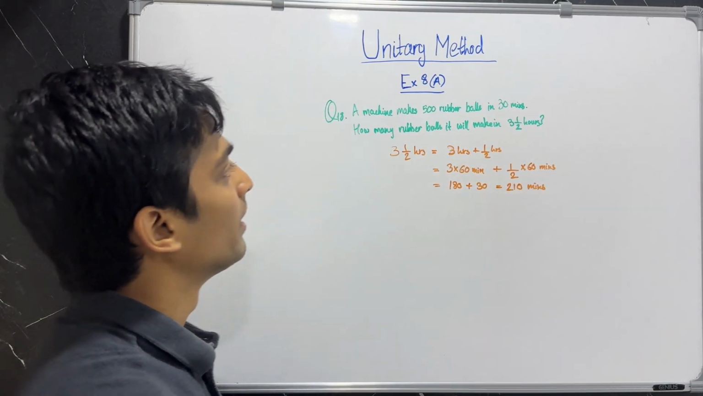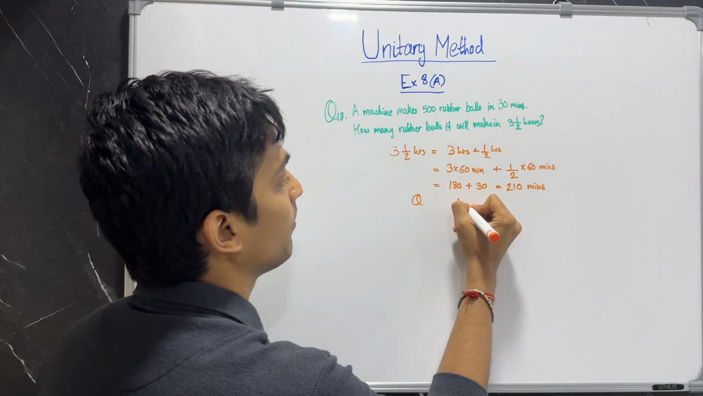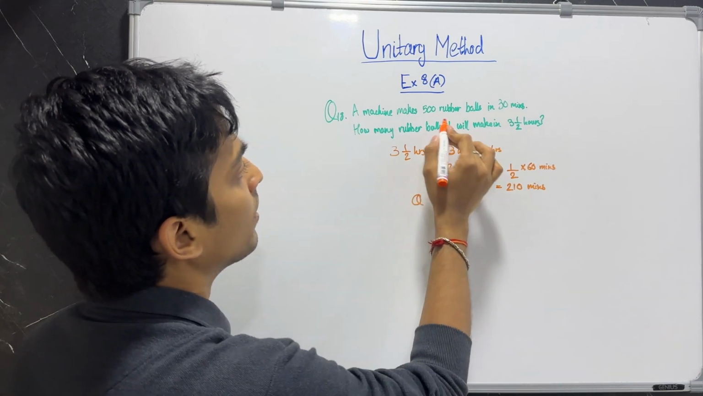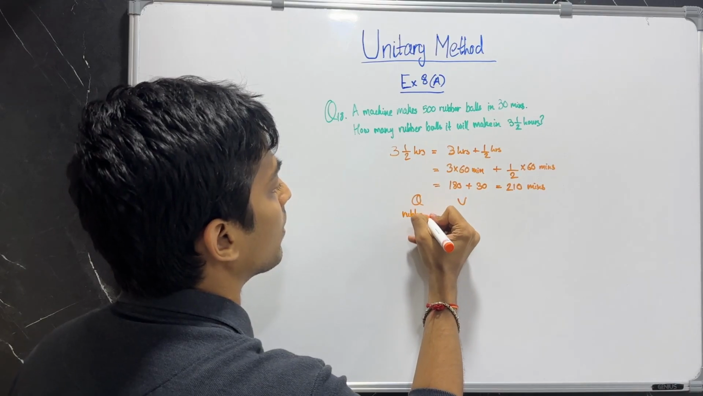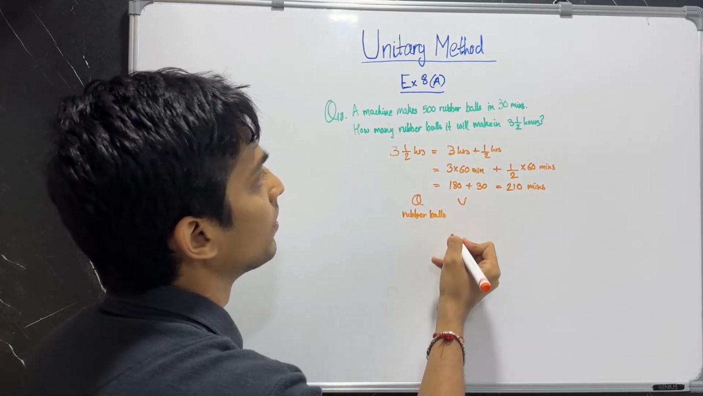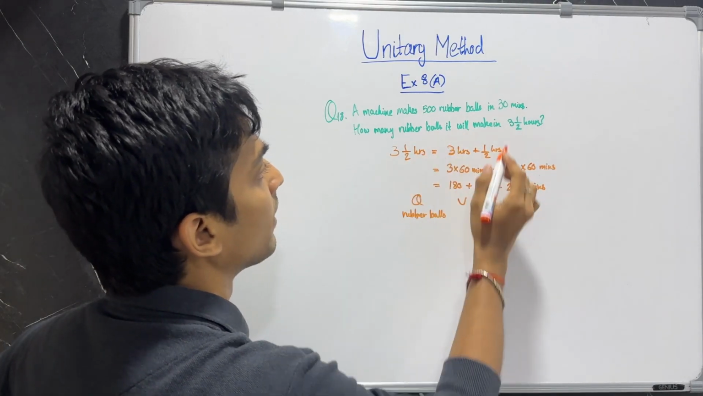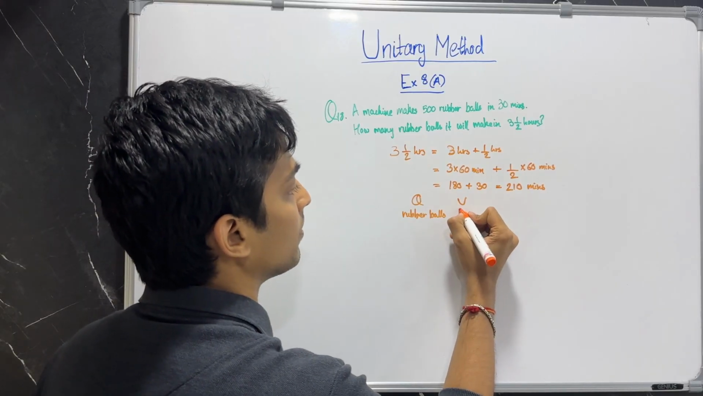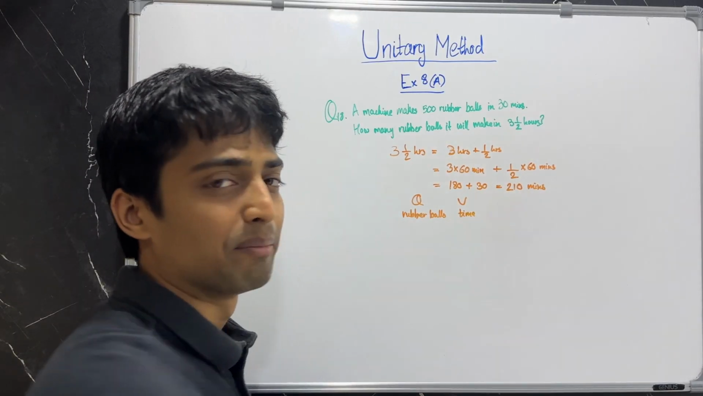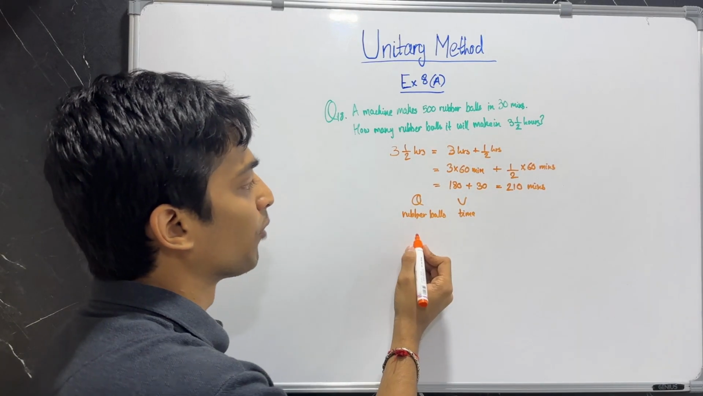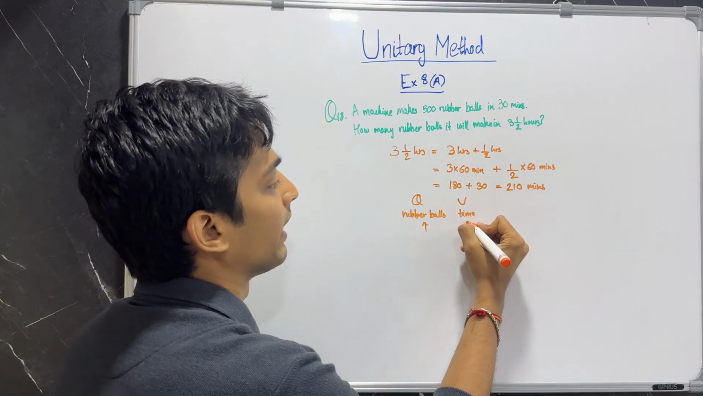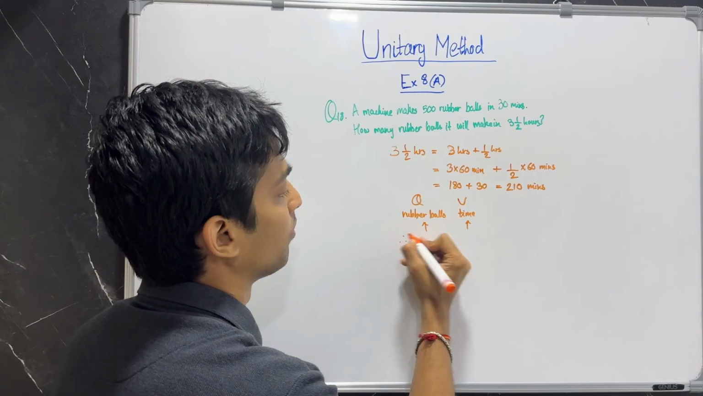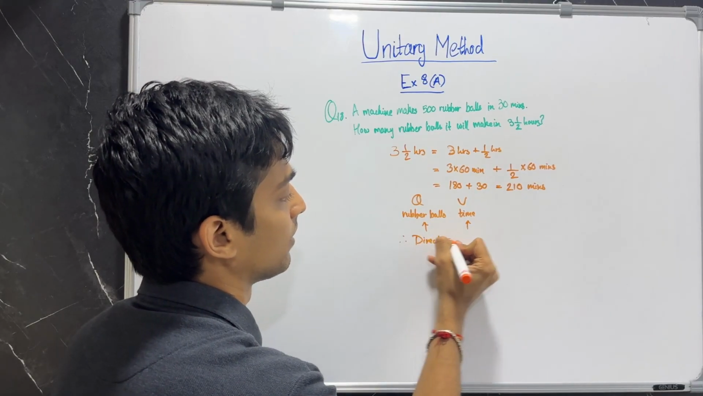Okay, now let's see quantity value. Quantity value, balls, rubber balls made in 30 minutes. So time taken to make it. If the number of balls are increased, the time will also increase. So it is a direct variation. Therefore, direct variation.